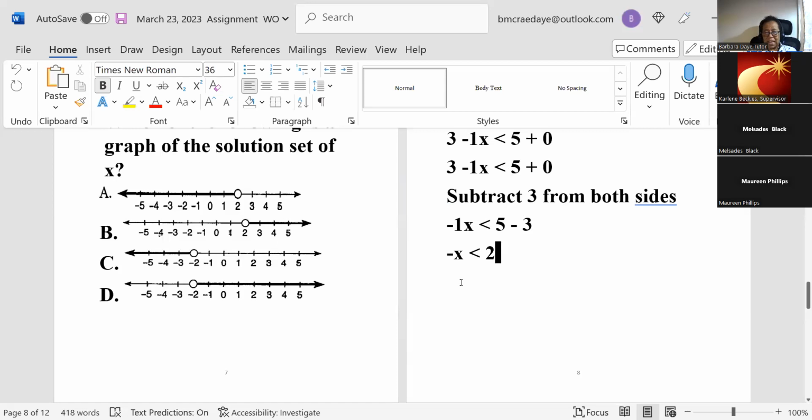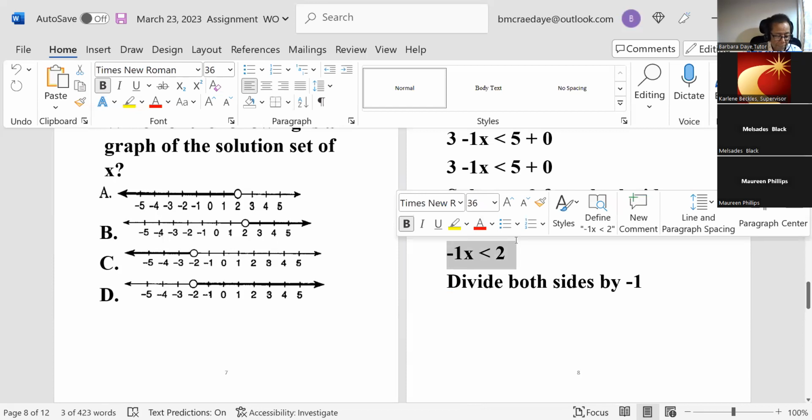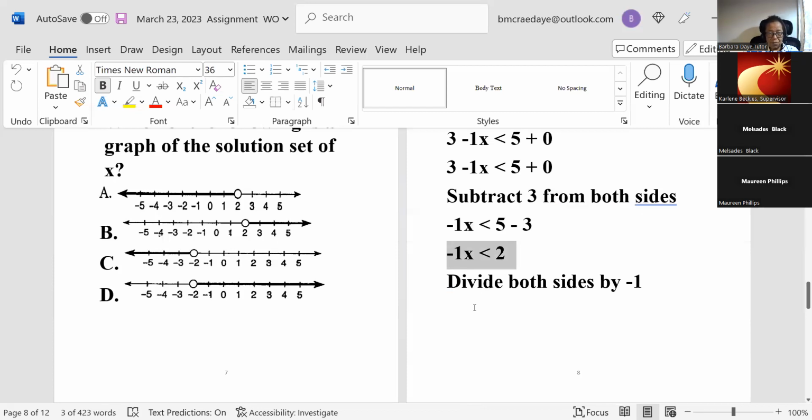So what do I do with this negative? I'll put the 1 back. What do I do with that negative 1? Divide both sides by negative 1. All right. Then that would be what? What would this be equal to? Minus 1 over minus 1 is just x, right?